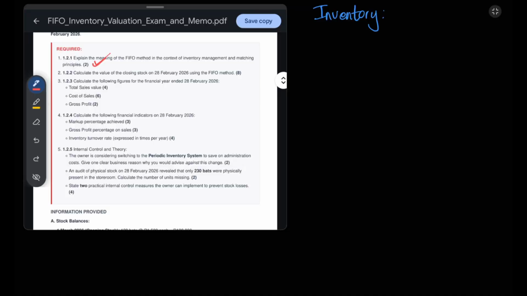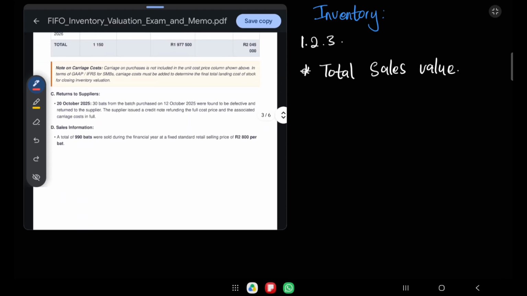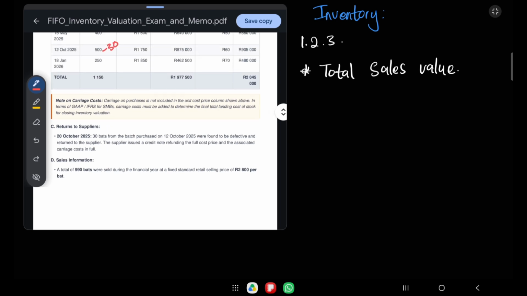Now let's move to 1.2.3. Firstly, we have our total sales value. Now guys, what is your total sales value? What do you think this means? This basically means how much money you made from selling something, right? Sales, when you talk about sales, it means the money that you generated from selling something. So in terms of total sales value, in inventory, it means all the money that you made. You're not just looking for a specific amount, you're looking for everything that you've done. So it's related to sales.